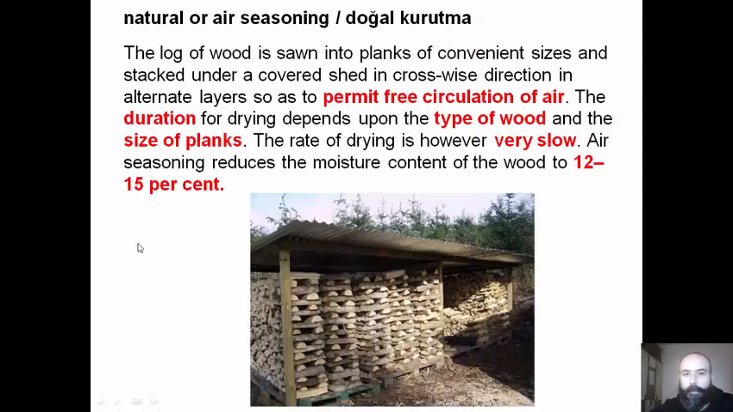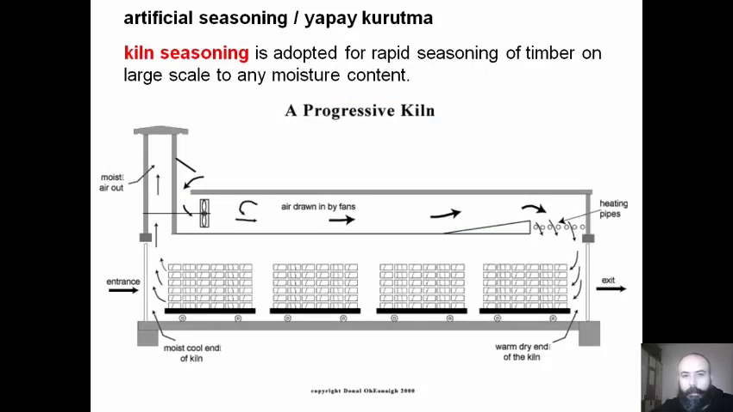The log of wood is sawn into planks of convenient sizes and stacked under a covered shed in a crosswise direction in alternate layers so as to permit free circulation of air. The duration of drying depends upon the type of the wood and the size of planks. The rate of drying is, however, very slow. Air seasoning reduces the moisture content of the wood to 12 to 15%. Kiln seasoning is adapted for rapid seasoning of timber on a large scale to any moisture content.